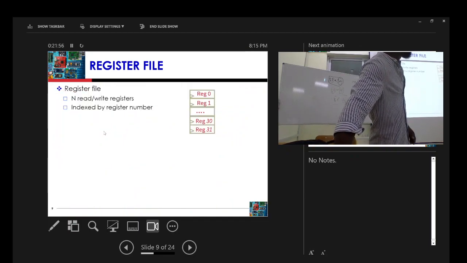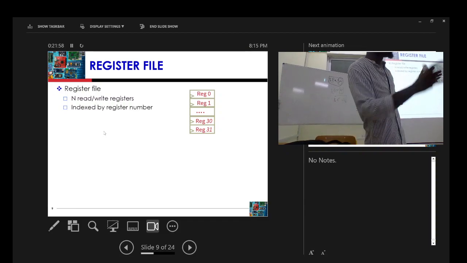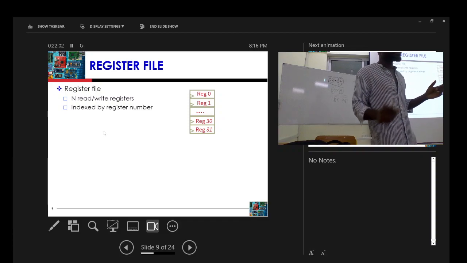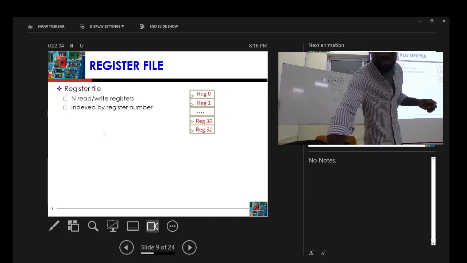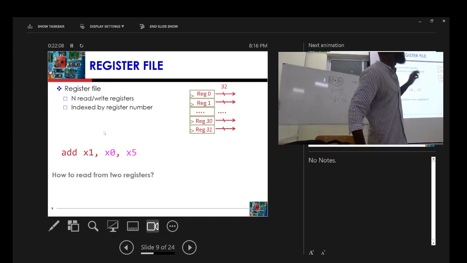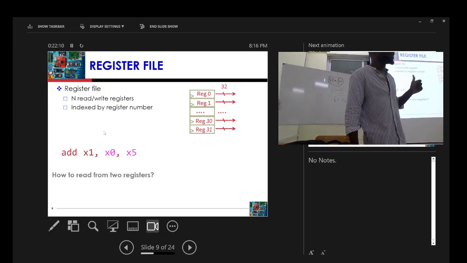So now, how do I read from the register part? We have seen how to write to it, very easy. So how do I read from it? I want to read one location at a time, and there are 32 of them. I want to read from only one location at a time. What component will I use?